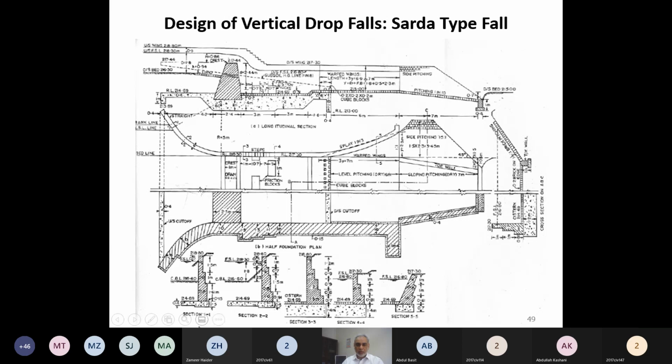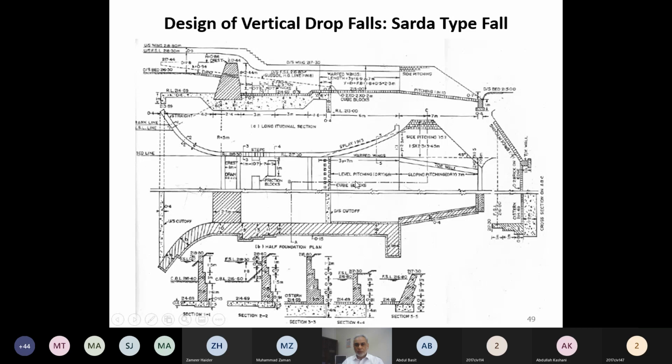For example, here is cross section 1 1, and here is cross section 2 2. Cross section 1 1 is the wing wall cross section over here, so deep wing wall is provided. Again, section 2 2: at this place, it will be a vertical wall, but it is at a curvature over here. Then cross section 3 3 is over here. Then where is cross section 4 4? Cross section 5 is here.